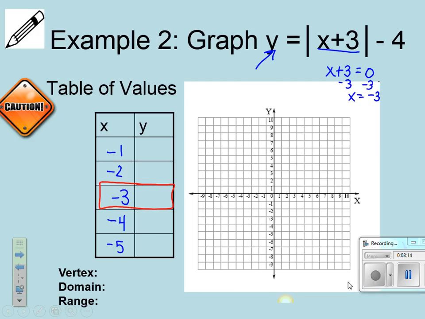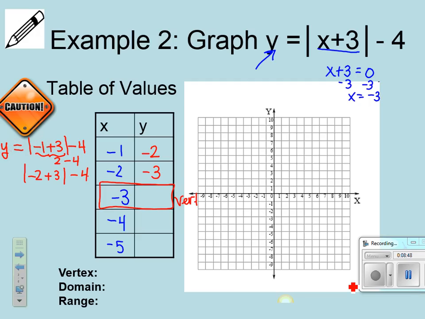So let's do that. y equals absolute value of negative 1 plus 3, subtract 4. Negative 1 plus 3 is 2. The absolute value of 2 is 2. And 2 minus 4 is negative 2. Okay, let's do it again. Negative 2 plus 3 minus 4. Negative 2 plus 3, 1. Absolute value of 1 is 1. 1 subtract 4 is negative 3.